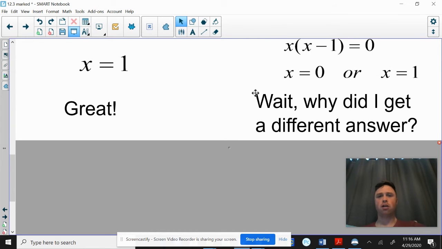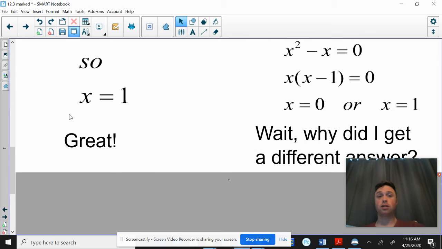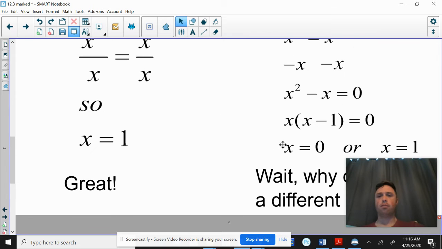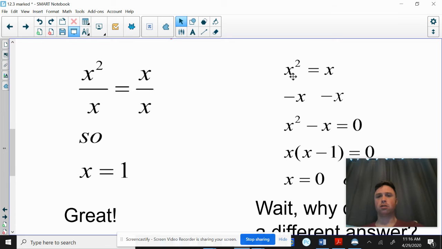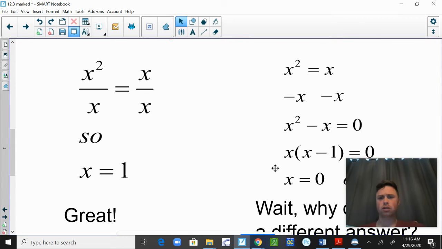Okay, so the trouble though is that on this side I got two answers. On this side I only got one. Well, let's test them out, right? So one is the same, so that makes sense. But let's go back and test the 0. 0 squared does equal 0. So this turns out to be a valid solution. So why didn't we find it? This is a true answer. Why didn't we find it when we did this method?